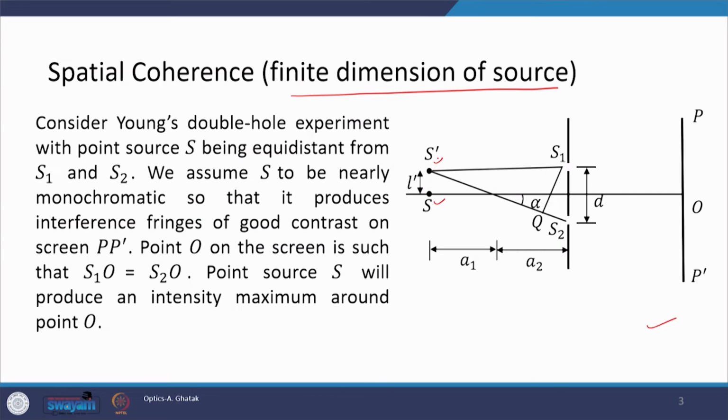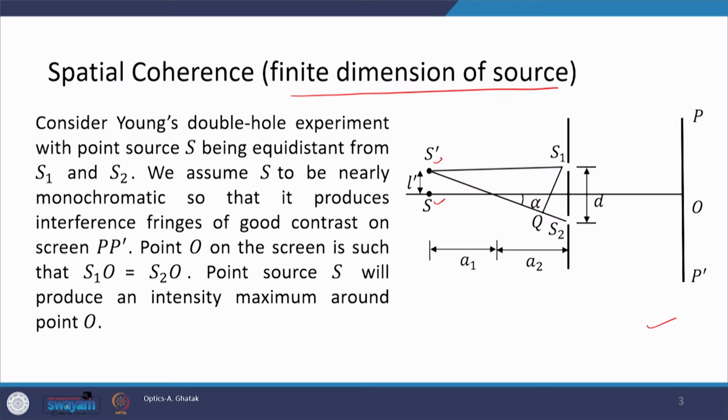As discussed in the last class, it is related to the finiteness of the source, the finite dimension of the source in space. Now, begin with the same experiment which we discussed in the last class for temporal coherence, which is our Young's double slit experiment. Here, instead of taking one source S from which we generate two sources S1 and S2, we will take two sources S and S prime, and S prime is assumed to be displaced linearly. Linearly means it is displaced vertically by a length L prime from S, as shown in this figure.